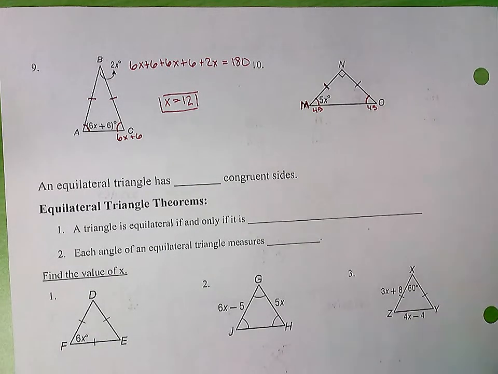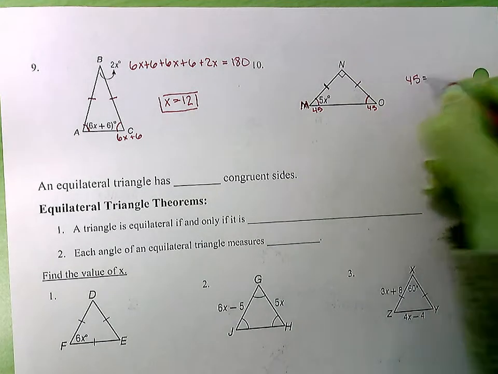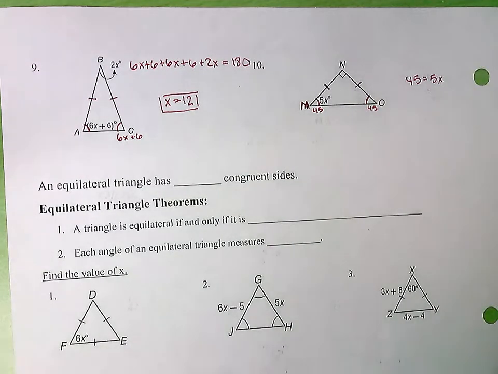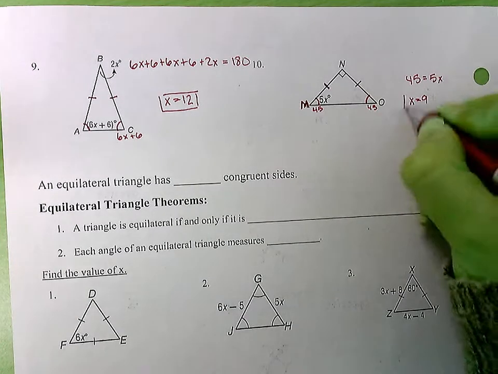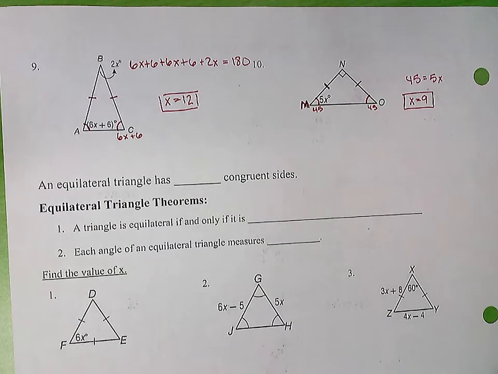And then divide 45 by 5. Yes, so I can set 5x equal to 45, so x would be 9. Now if you add it all up and set it equal to 180, you'd get the same answer, but that's just an easier way to think about it. Questions on those 2 problems?